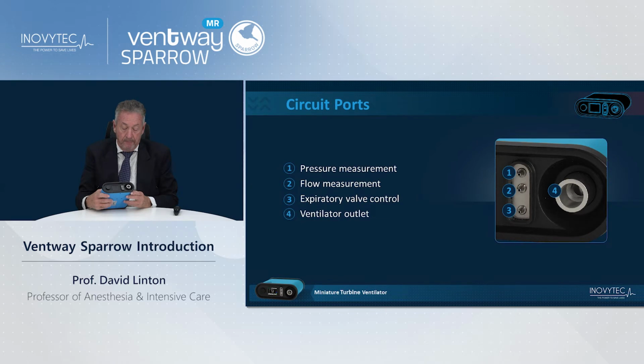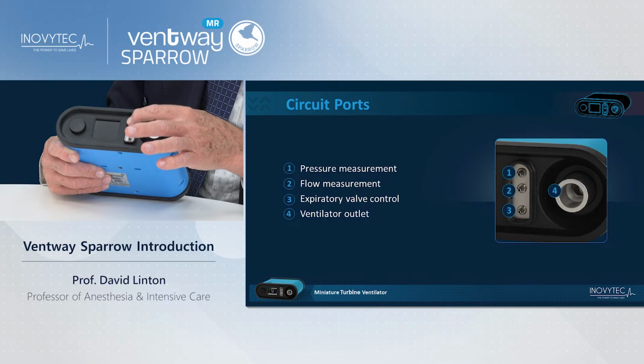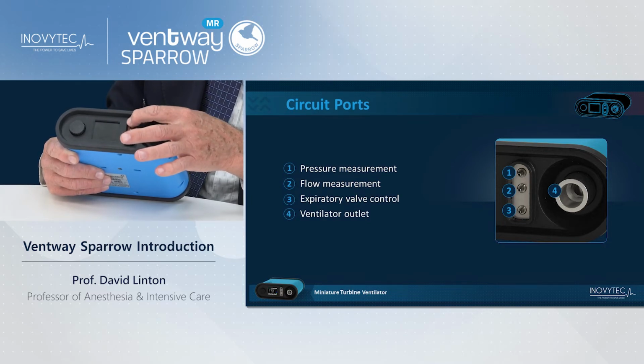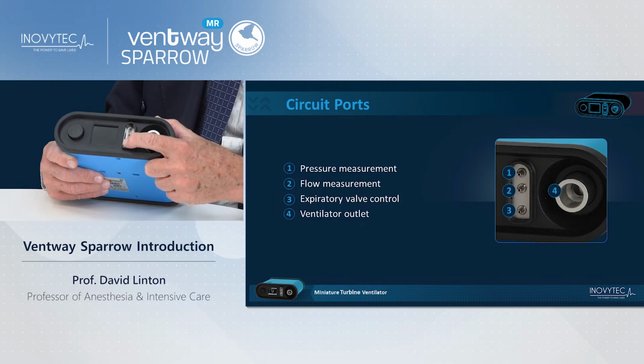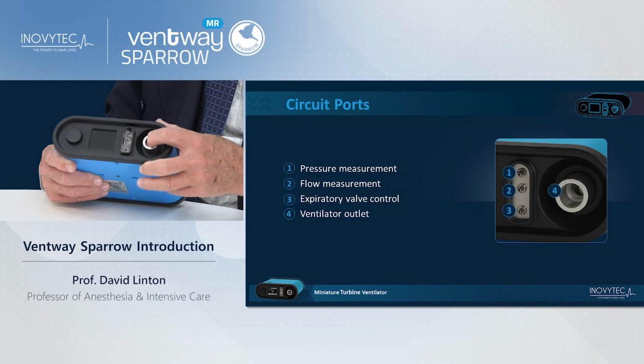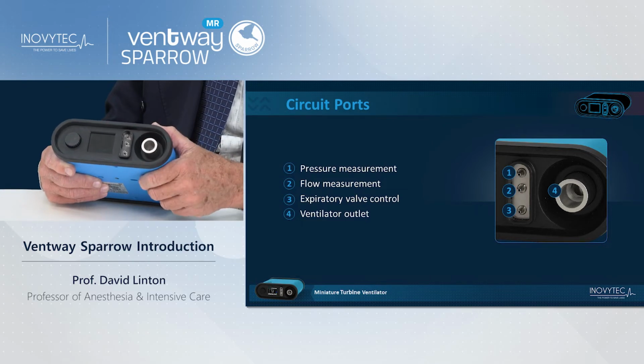The ports here are the pressure measurement port at the top, the flow measurement port at number 2, and these are the two that are at the sensor at the patient side of the circuit, the expiratory valve control, which controls also the PEEP, and the ventilator outlet flow.